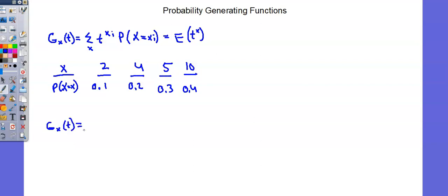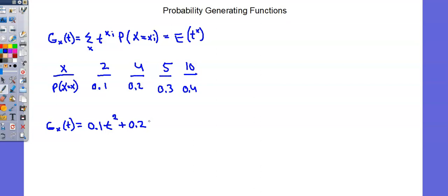Looking at the summation, we're summing t to the power of x times a probability. The probability is going to be the numeric value, so I'm going to write that first. The first probability is 0.1. Notice the relevant x is 2. The output, or the result of 2, has a 0.1 probability. Our summation notation indicates that we write that as t to the power of that x, t to the power of 2.